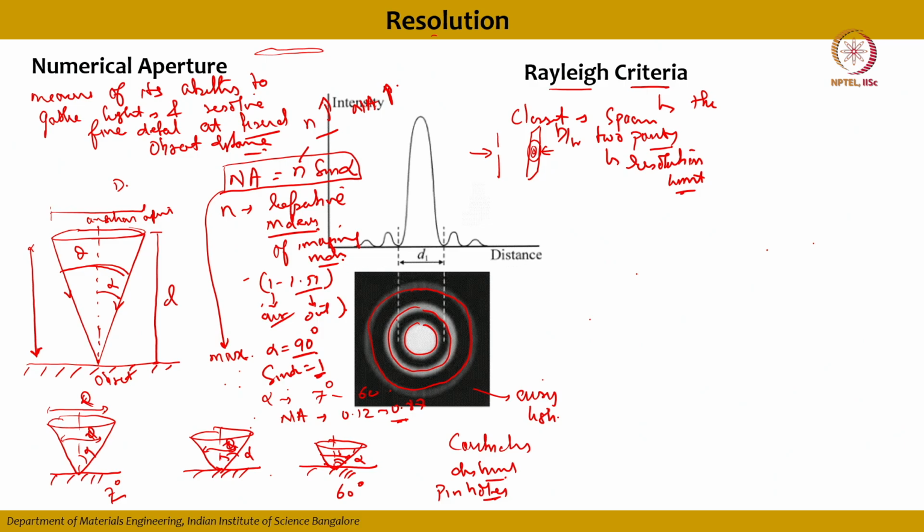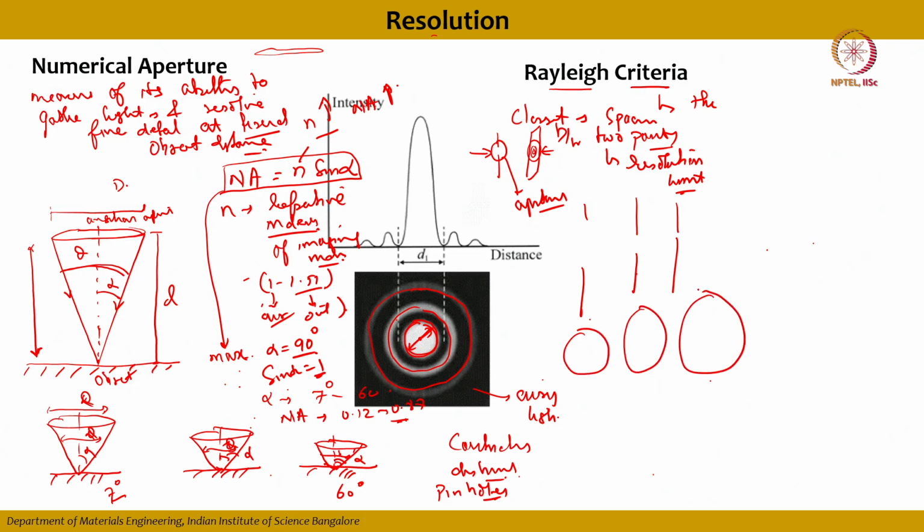The diameter of the central spot is inversely proportional to the diameter of the aperture, or the opening of the pinhole from which the diffraction is occurring. Therefore, this is the big aperture, this is the smaller aperture. The smaller the aperture, the larger will be the central spot.